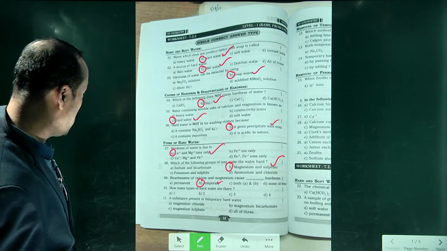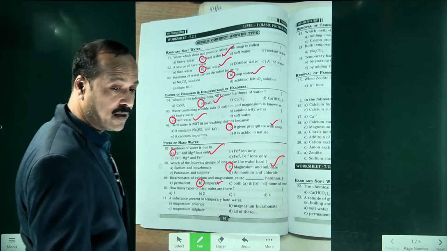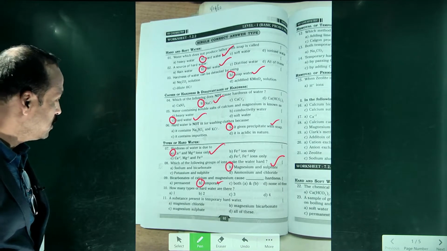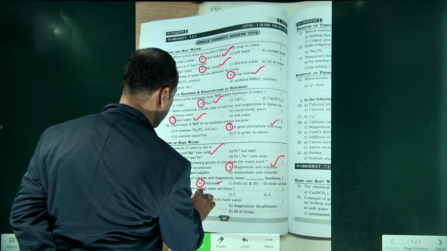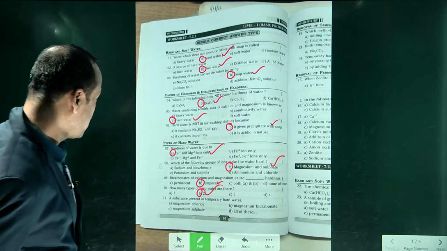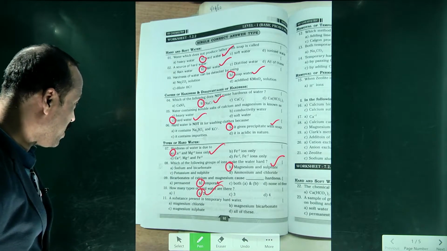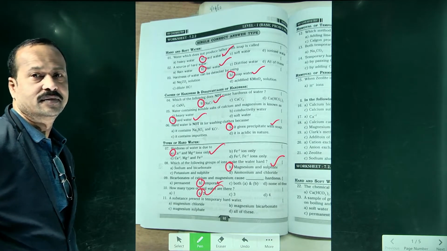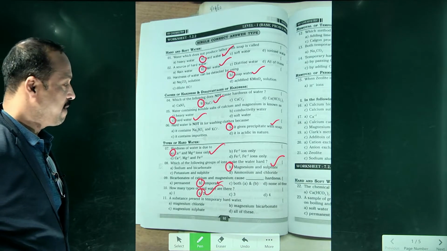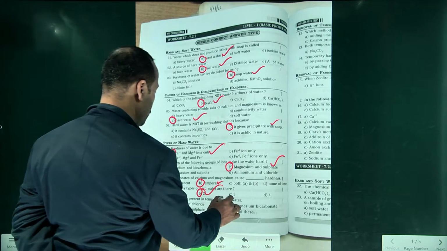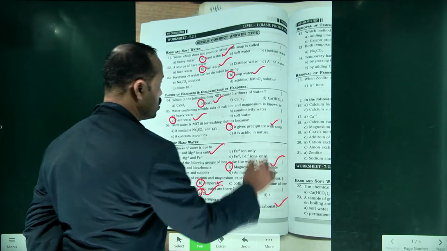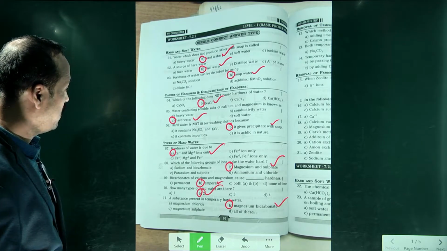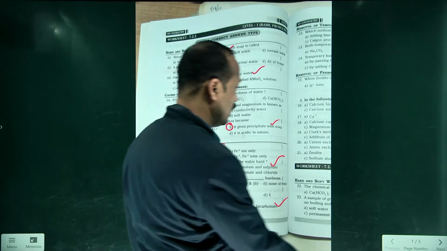Yes. Now then, how many types of hard water are there? Sir, two types, sir. Permanent and temporary. Very good boy. Now next, a substance present in temporary hardness of water. Sir, magnesium bicarbonate. Very good boy. So, the first page is done. Any doubt in this one? No, sir.